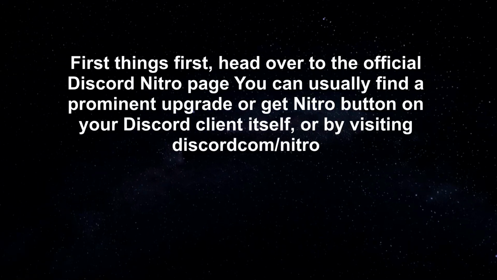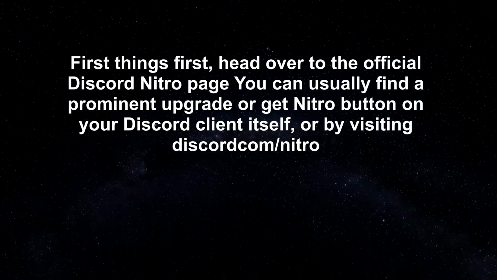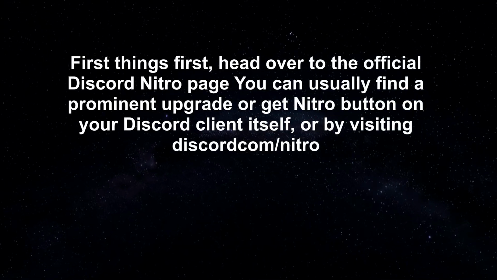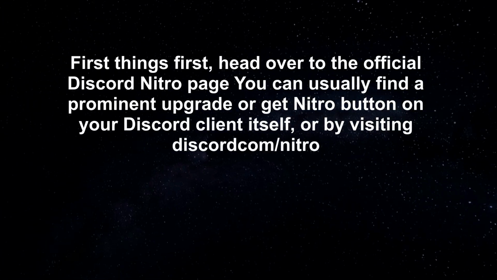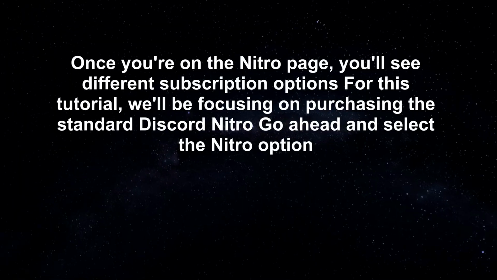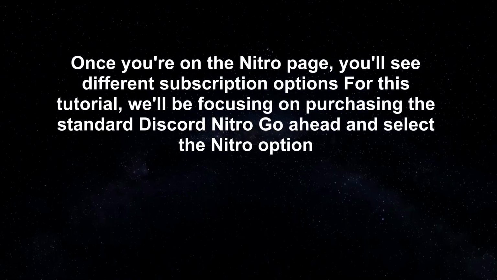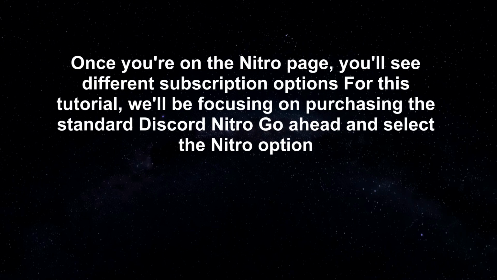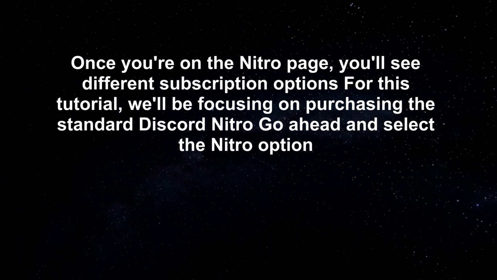You can usually find a prominent upgrade or get Nitro button on your Discord client itself, or by visiting Discord.com/Nitro. Once you're on the Nitro page, you'll see different subscription options. For this tutorial, we'll be focusing on purchasing the standard Discord Nitro. Go ahead and select the Nitro option.